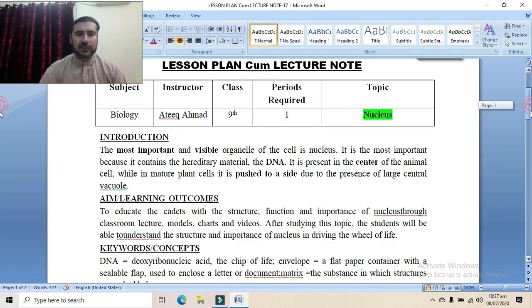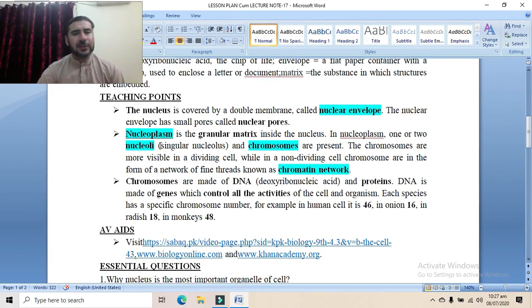We will move towards the teaching points. Here is the structure of the nucleus. The nucleus is covered by a double membrane. That double membrane structure is known as the nuclear envelope, and that nuclear envelope contains small pores through which exchange of material occurs between the nucleus and the cytoplasm. Those small pores are known as nuclear pores.